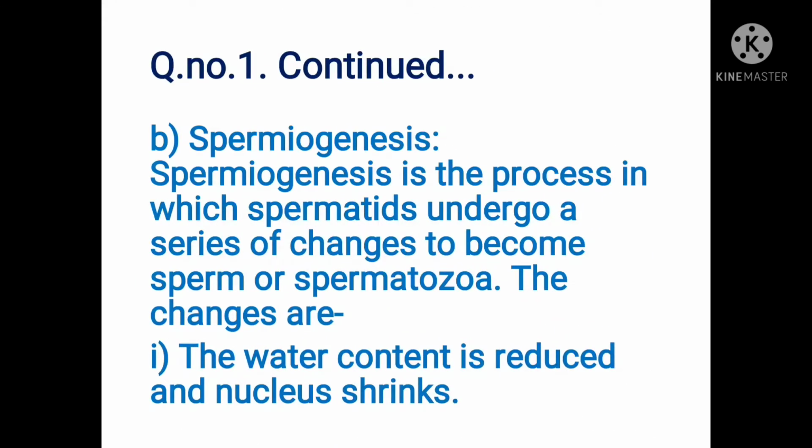Step 2. Spermiogenesis. Spermiogenesis is the process in which spermatids undergo a series of changes to become sperm or spermatozoa. The changes are: number 1. The water content is reduced and nucleus shrinks.